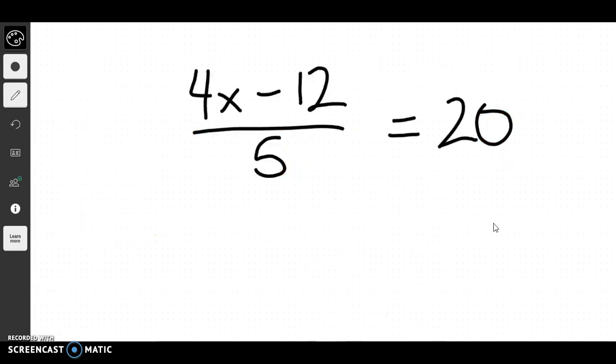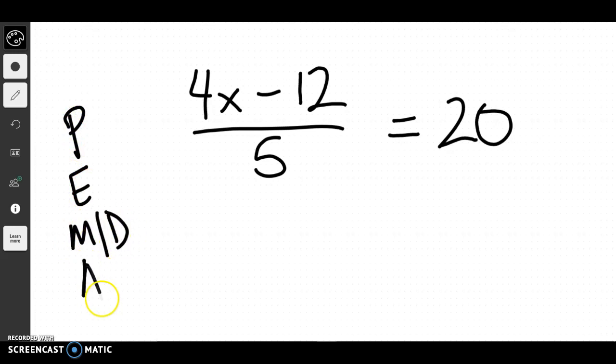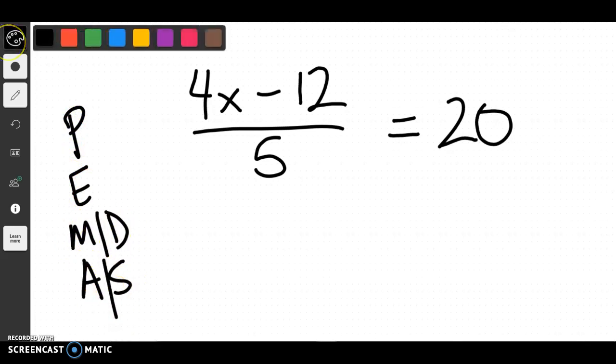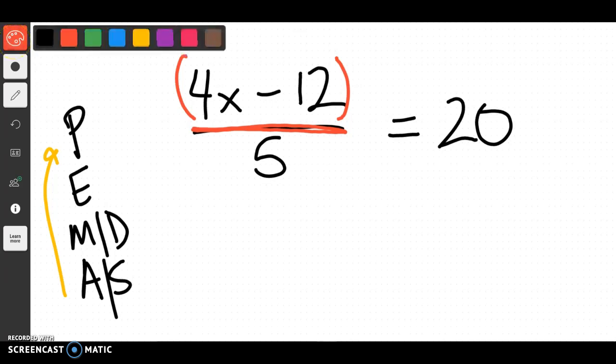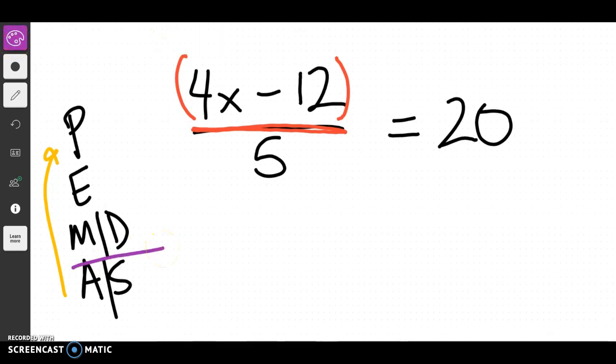Let's try another one. Okay, so in this problem, again, we have a lot of different steps, so we want to use reverse PEMDAS. And when I look at this, it looks like subtraction is first, but if you remember from my other video, when we have a long division bar, it's like we have implied parentheses. So the first operation we have to deal with is division. And to undo that, we're going to times by 5 on each side.